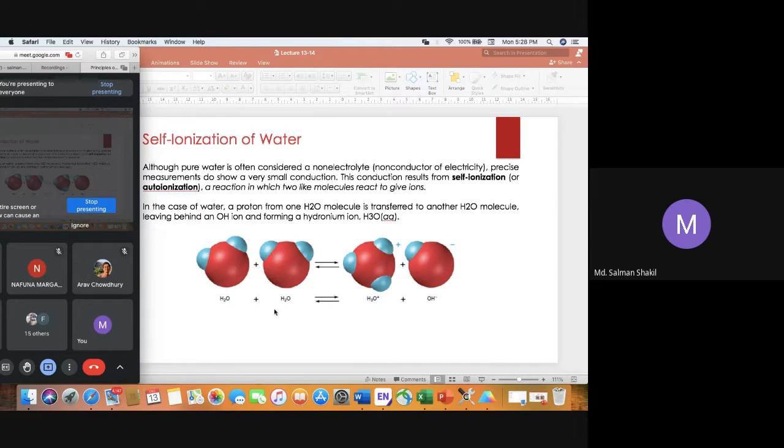So if water ionizes, what will form? Water will form hydronium ion and hydroxyl ion, right? Yes sir.